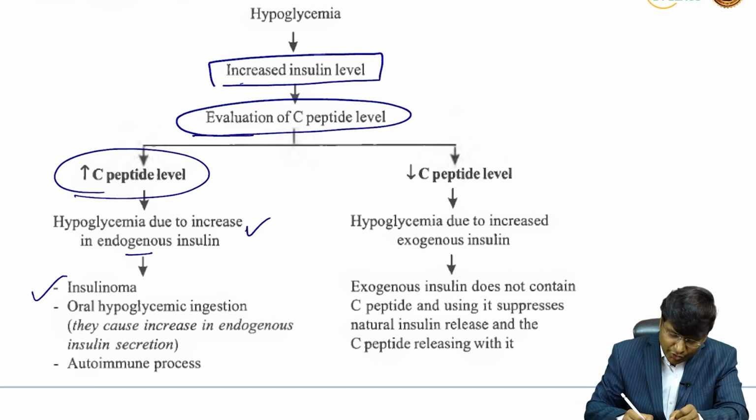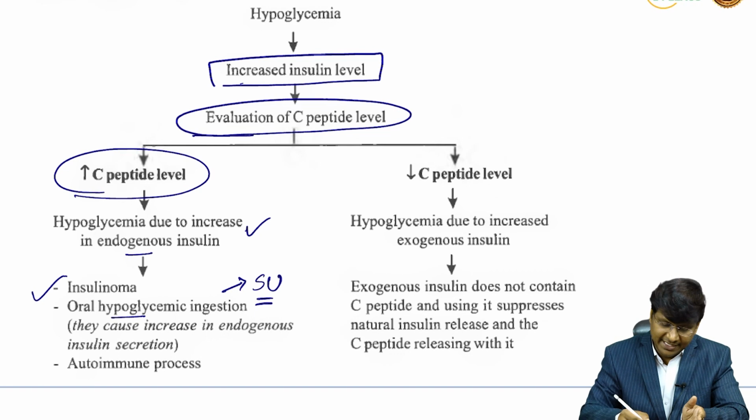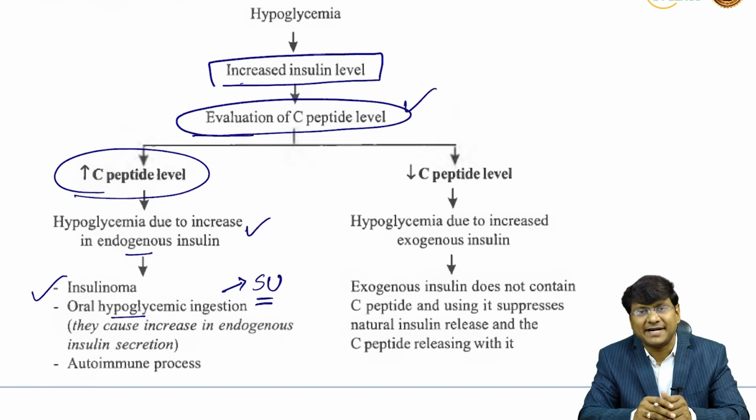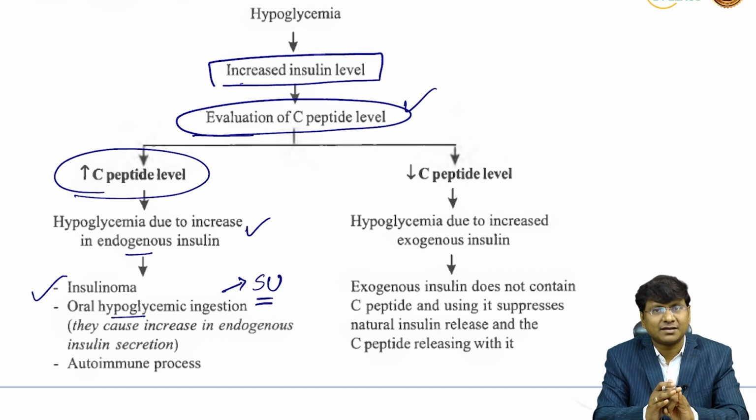Right? So insulinoma, oral hypoglycemic agents, which one? Mainly the sulfonylureas. So sulfonylureas are the ones which will stimulate the beta cells to produce insulin. And along with the insulin, there will be release of C-peptide as well. Okay. So whenever the C-peptide levels are elevated, please remember it is either an insulinoma producing an excess amount of insulin, or the ingestion of sulfonylurea, where there will be an increase in C-peptide levels.